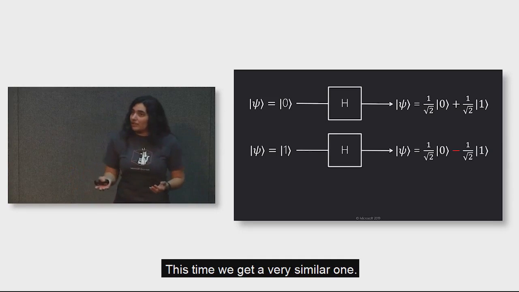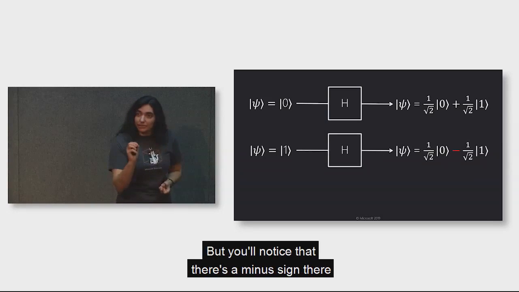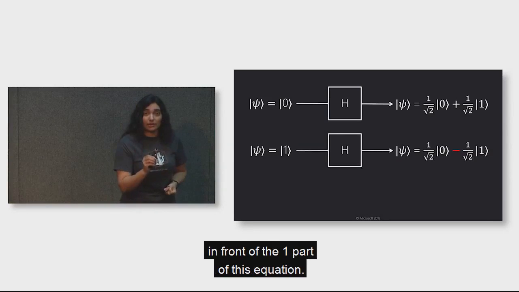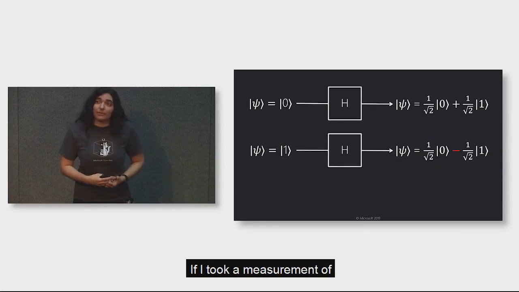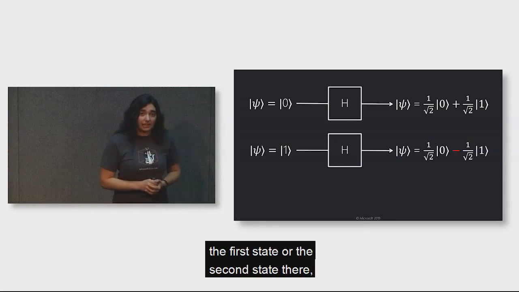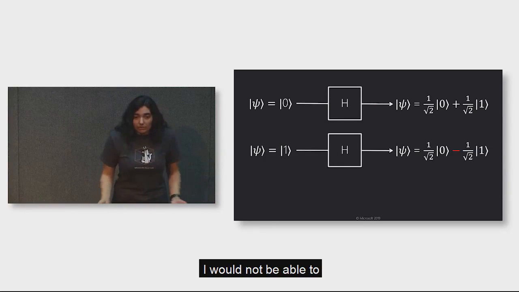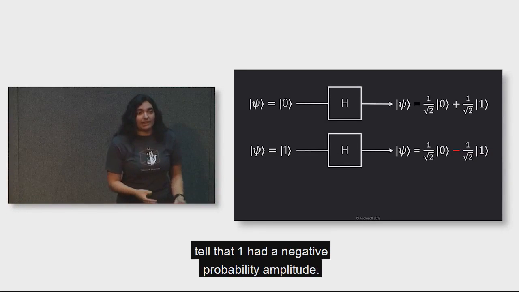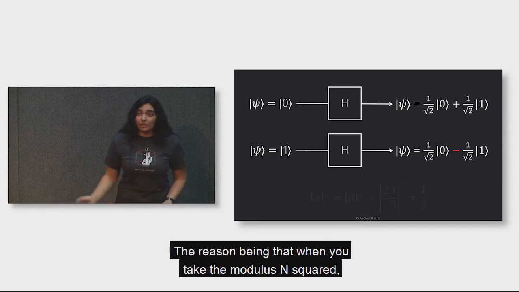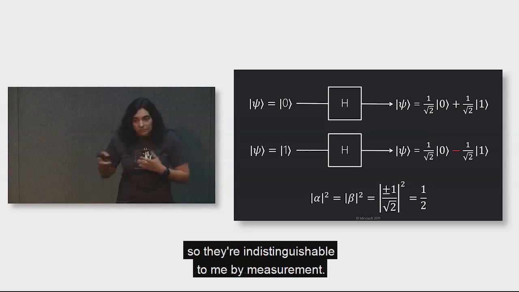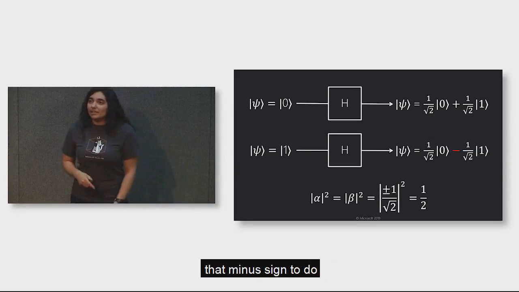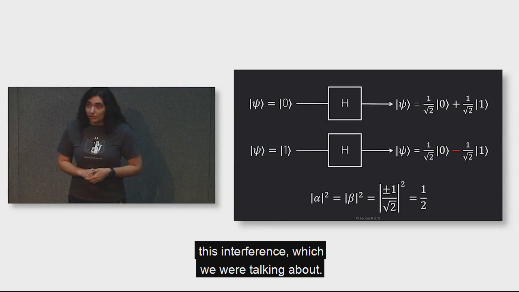This time we get a very similar one, but you'll notice that there's a minus sign there in front of the 1 part of this equation. Now, experimentally, this makes no difference to us. If I took a measurement of the first state or the second state there, I would not be able to tell that one had a negative probability amplitude. The reason being that when you take the modulus and square it, both of them still give a half. So they're indistinguishable to me by measurement. But we can use that minus sign to do this interference, which we were talking about.